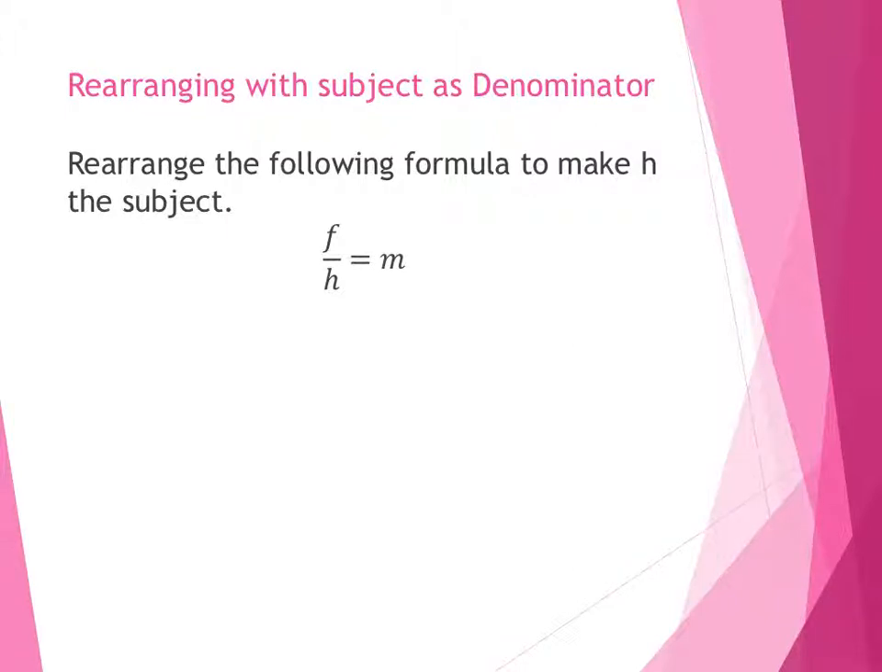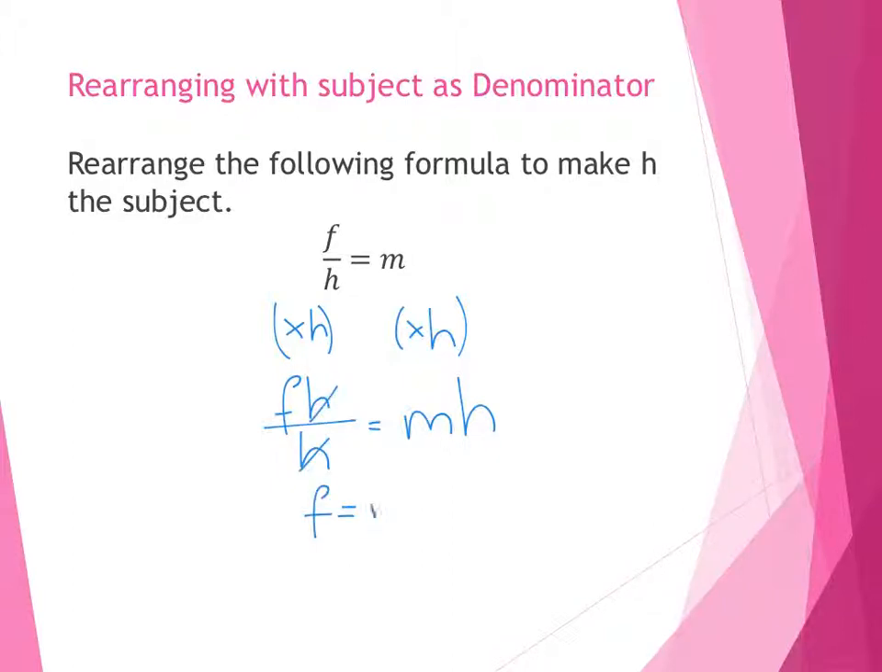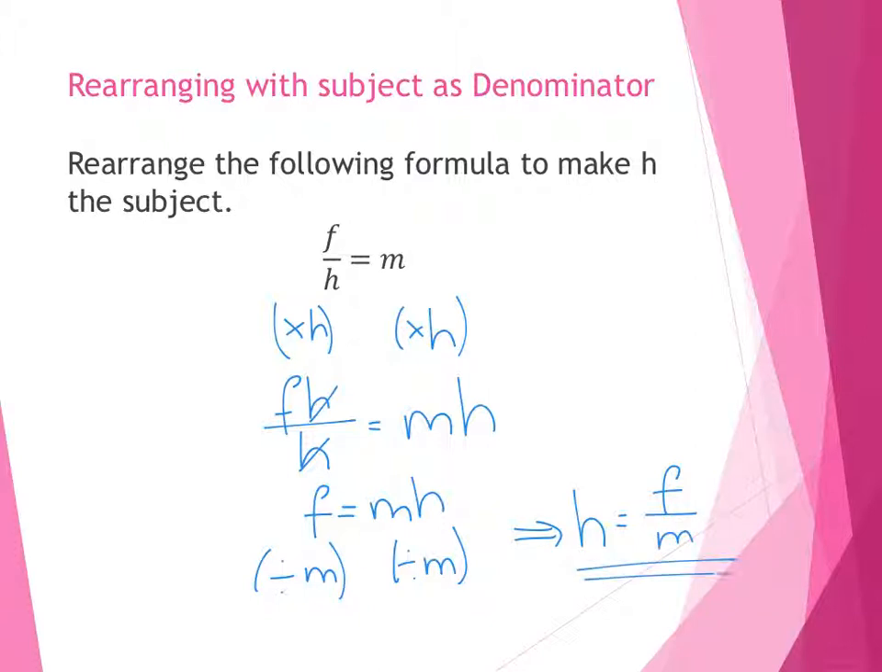In this example, our denominator is the subject, so this number on the bottom of the fraction is the subject. We obviously want it on the top, so the first thing is we're going to get that h from the bottom to the top, and we're going to achieve that by timesing by it. Okay, so now we've got fh over h equals mh, and on the left those h's will cancel, so now we've got f equals mh. We want to make h the subject, so we can divide by m, and therefore we're going to have h equals f over m as our final answer.